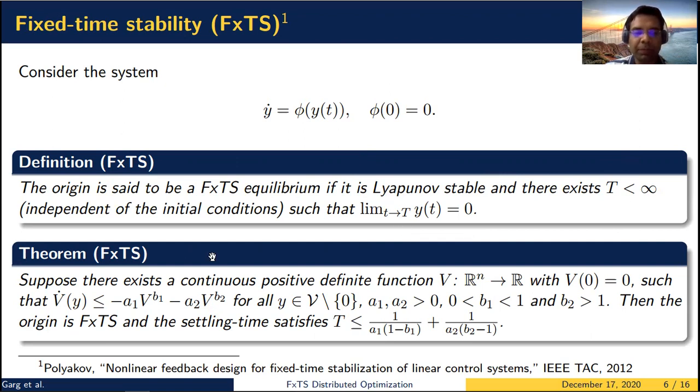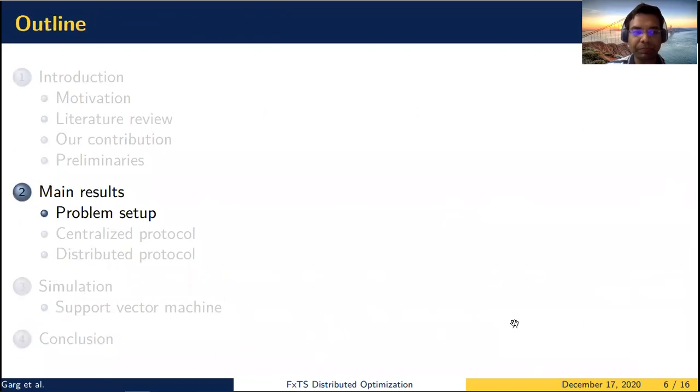And the authors of this paper presented this kind of a Lyapunov condition where, if there exists a Lyapunov function whose time derivative satisfies this inequality along the trajectories of this dynamical system, then the trajectories converge to the origin within this fixed amount of time, irrespective of where the trajectories start from. So we are going to use this result in designing a fixed time converging algorithm in this paper.